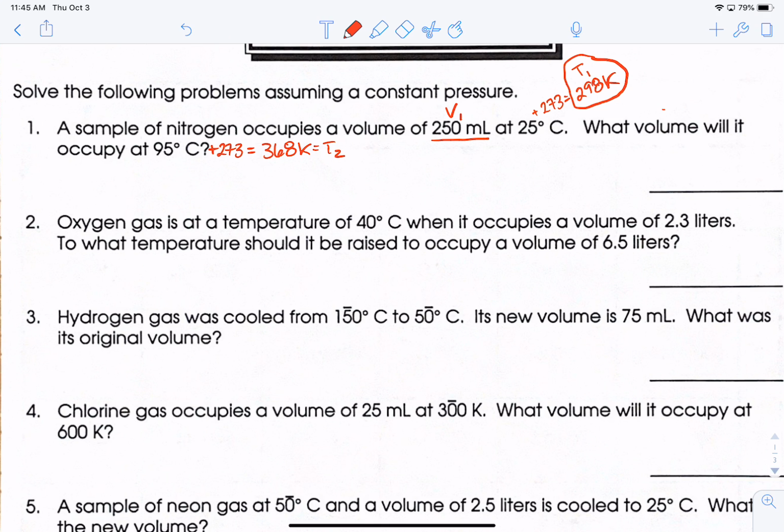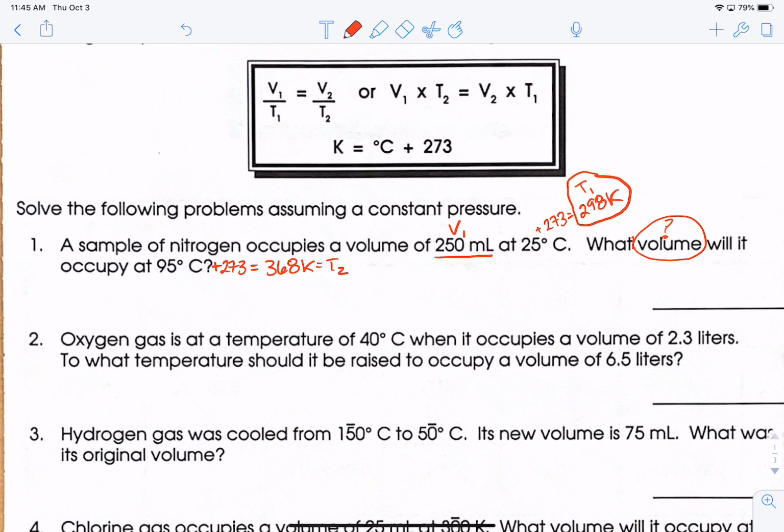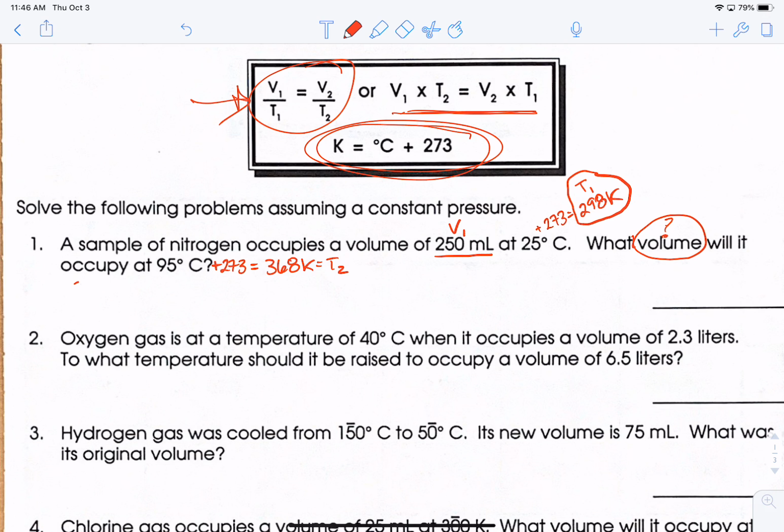And what volume? That's the question. We're going to go ahead and use this equation up here. Notice that on this worksheet, they've rearranged it for you if need be. They also reminded you of the conversion for temperature. So we're going to use this one, V1. We've got 250 milliliters over T1, which is 298 K. Remember, we're always using our temp in Kelvin. Our V2 is what we don't know about, and our T2 is 368 K.